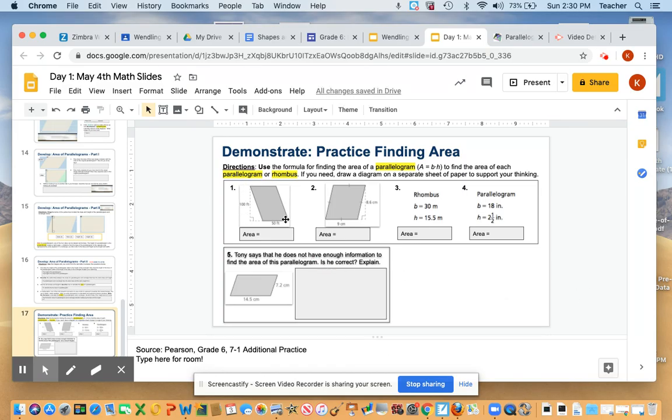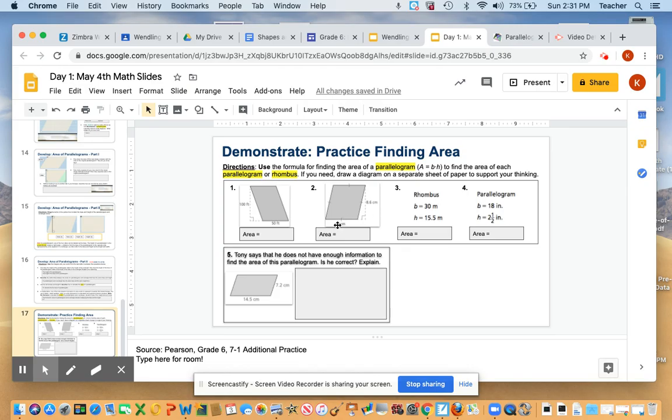Number 1, we have a parallelogram here. My height goes from the top to the bottom, this dotted line, it's 100 feet. My base is the bottom of the parallelogram, 50 feet. Using our formula, area equals base times height, I would multiply my base, 50 feet, times my height, 100 feet, and type in my answer here.